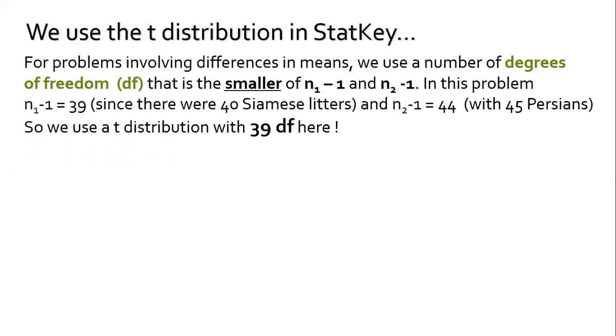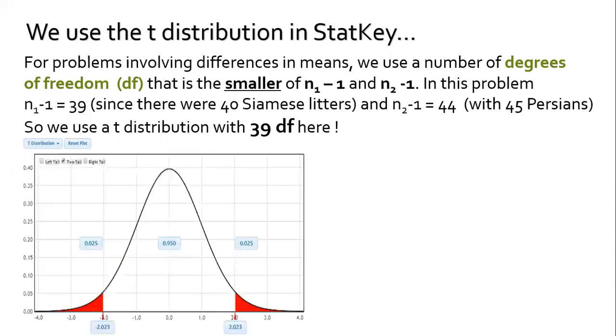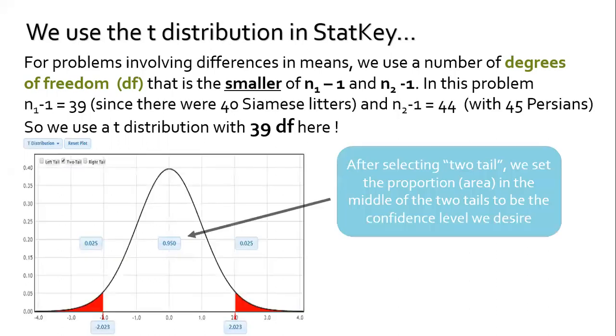Let's take a look at what StatKey reports. Here's a distribution with 39 degrees of freedom, our t-distribution. We indicate that we're interested in a two-tail situation, and we set the proportion or area in the middle between the two tails to be the confidence level we desire. We set it to be 95% here.